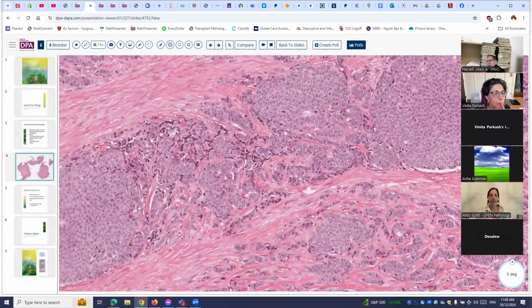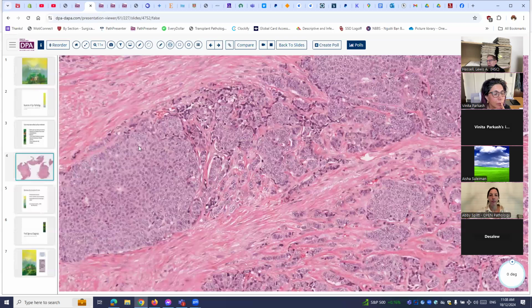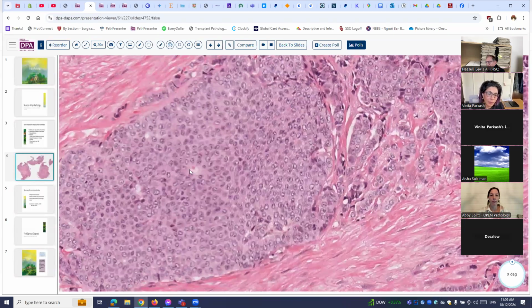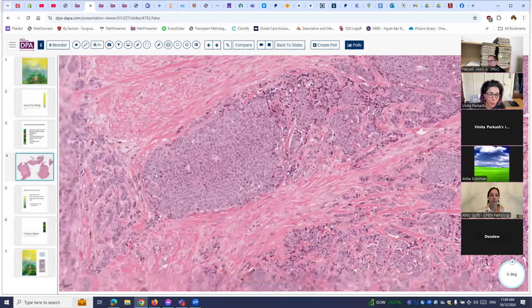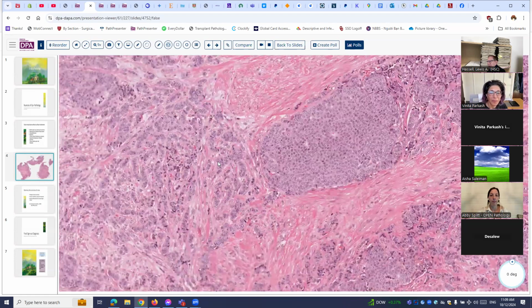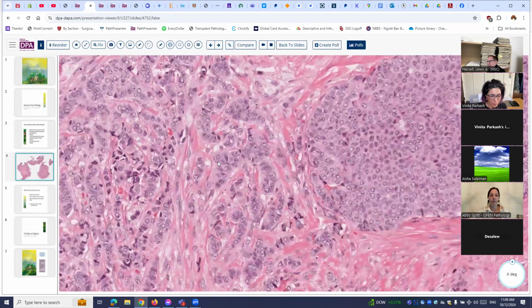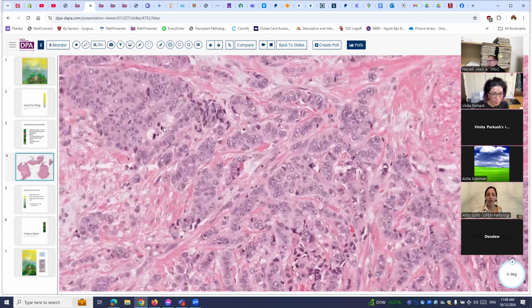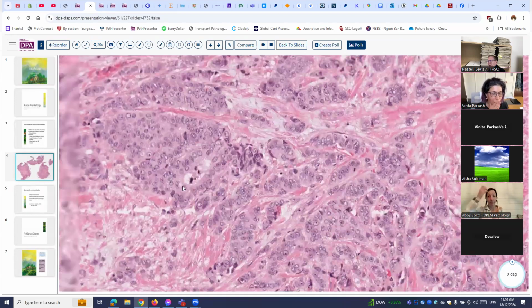Looks like solid sheets, rather than glands. At least there's some small cords. This might be a gland right here. But mostly solid sheets. Some glandular structures, or follicle-like structures. So what would you like to do to work this case up?